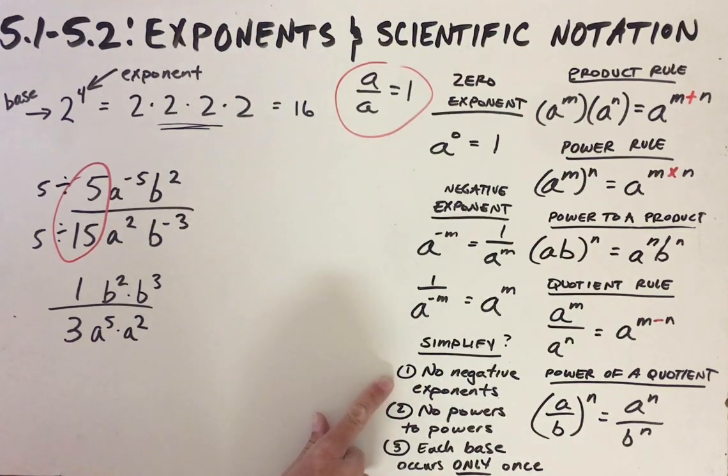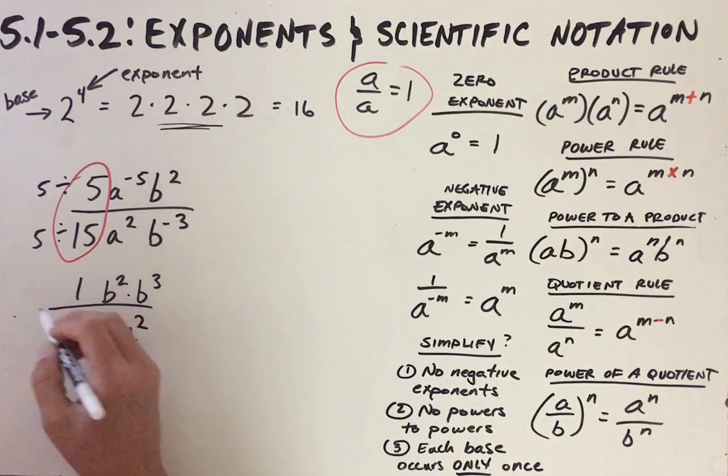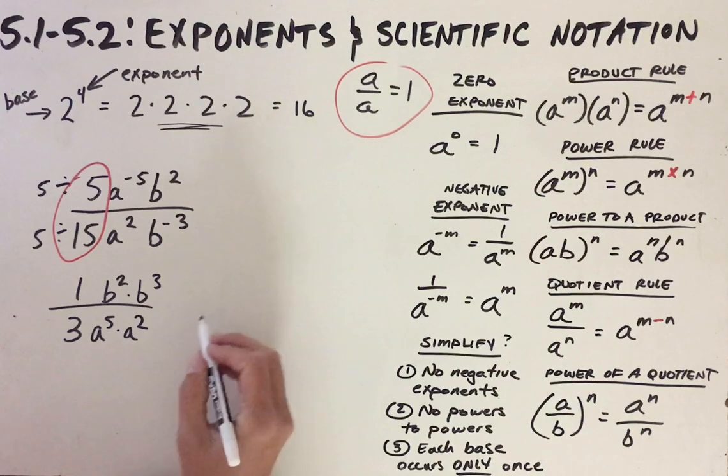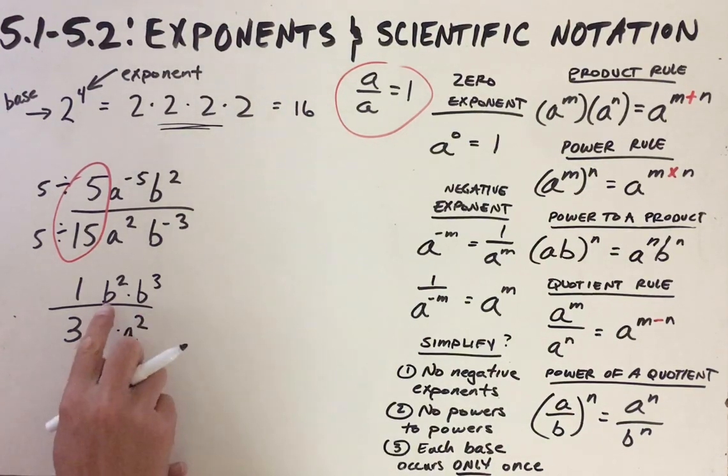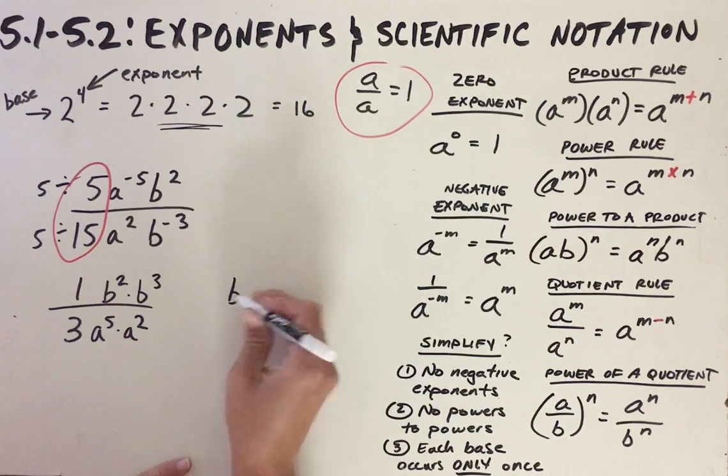So I've now cleared out my negative exponents. There are no negative exponents here. But even though I don't have any powers to powers, I still see b twice and a twice. So I need to fix that. And 1 times anything is going to be itself. So I just need to write this in the most simplified form. Well, remember that I have 1, 2 b's here, 1, 2, 3 here, so a total of 5 b's.